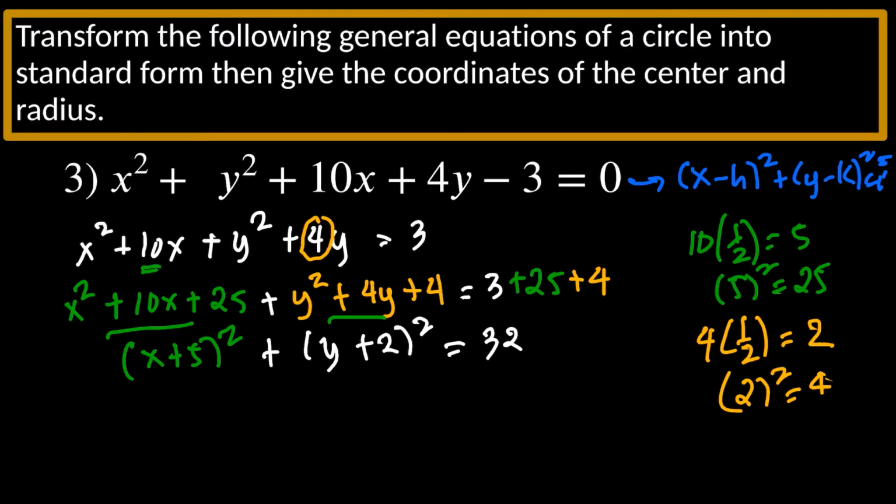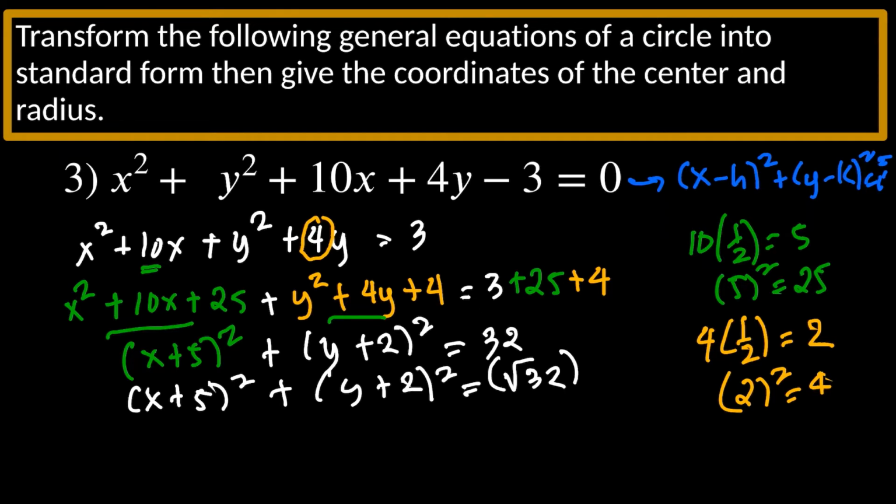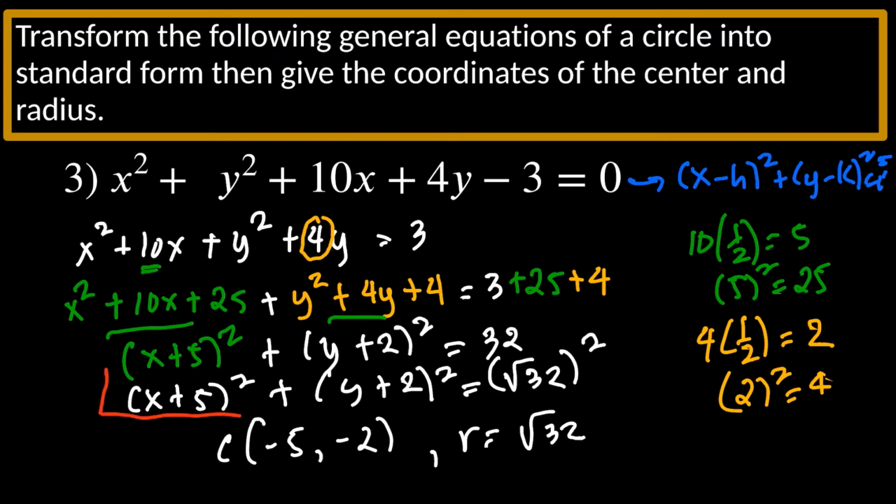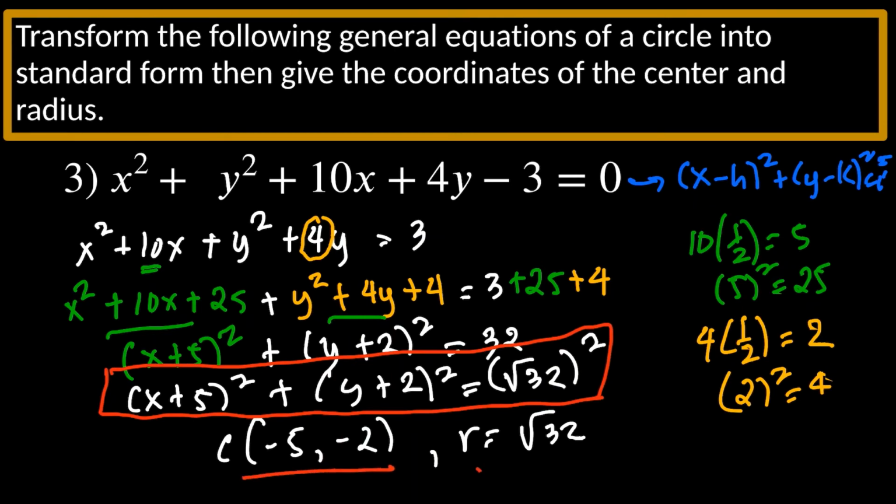So we can write this as (x + 5)² + (y + 2)² equals the square root of 32, squared. And so the center of the circle is at (-5, -2), and the radius is the square root of 32. So this is the standard form of the circle, and this is the center, and this is the radius.